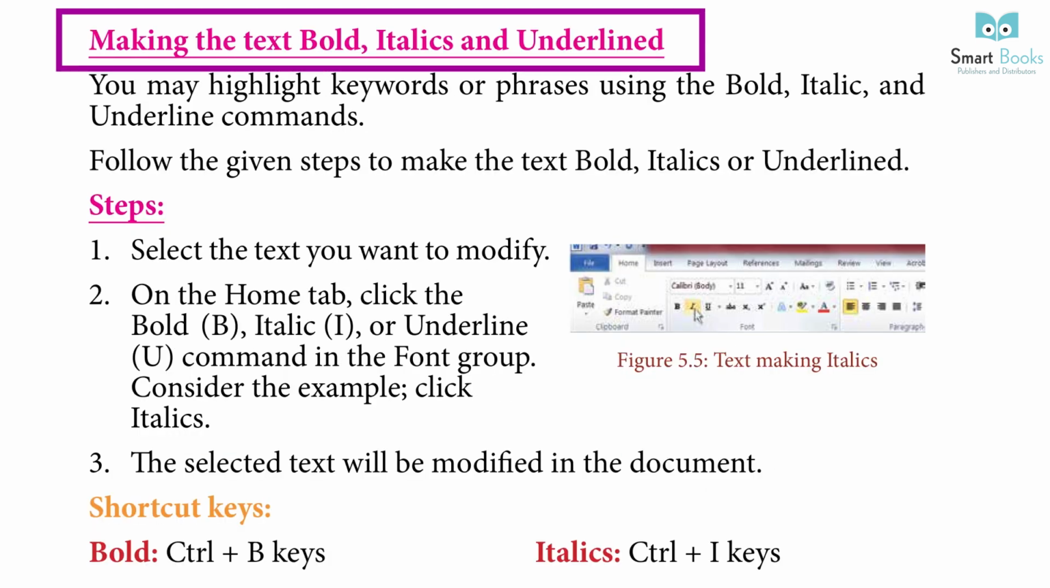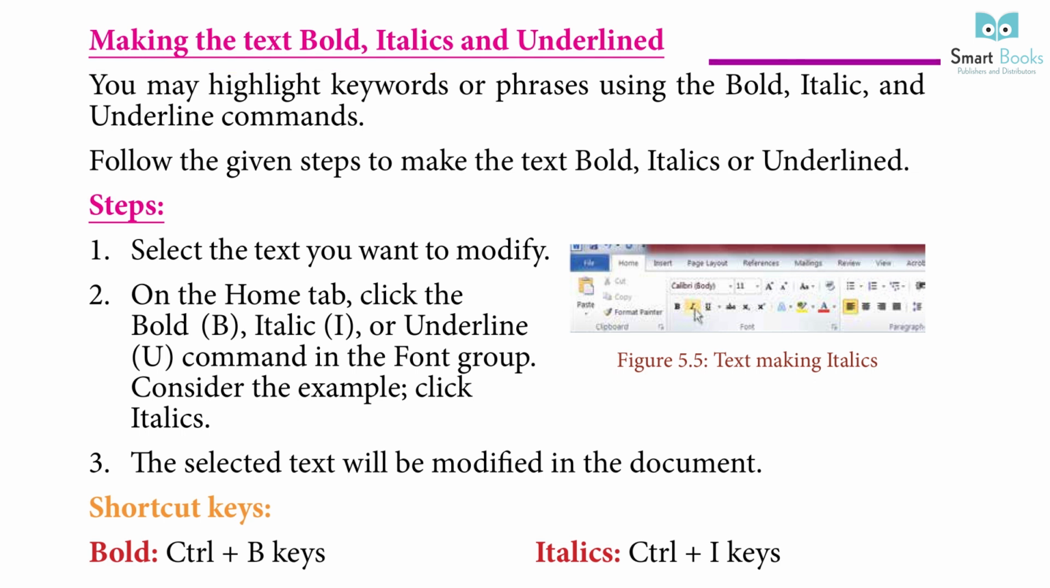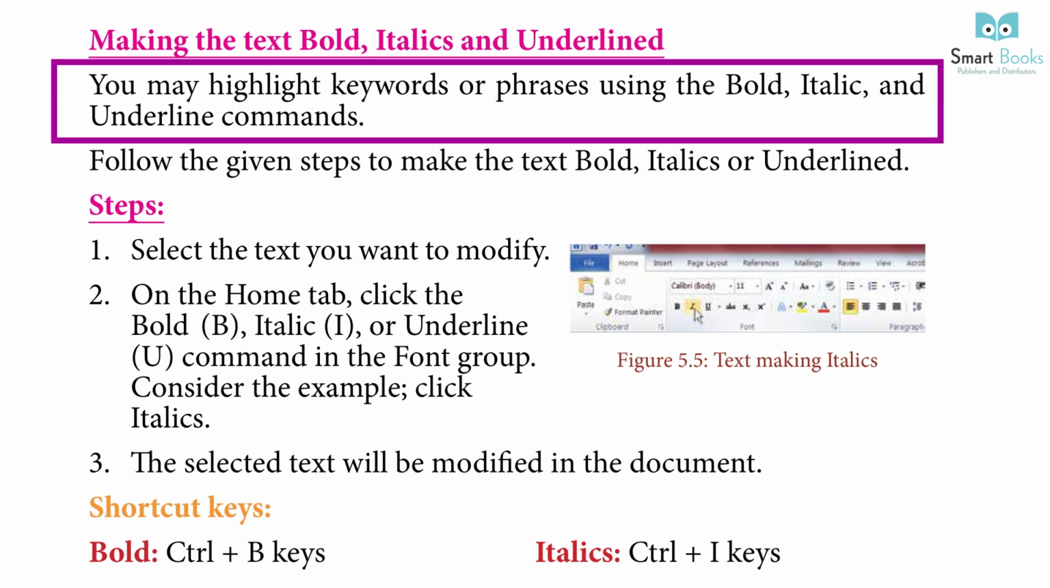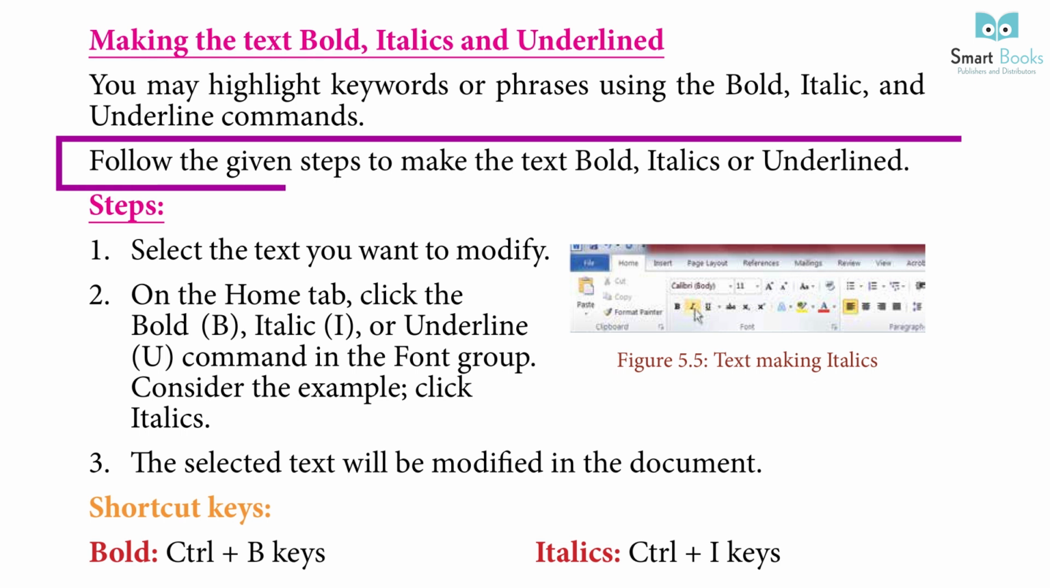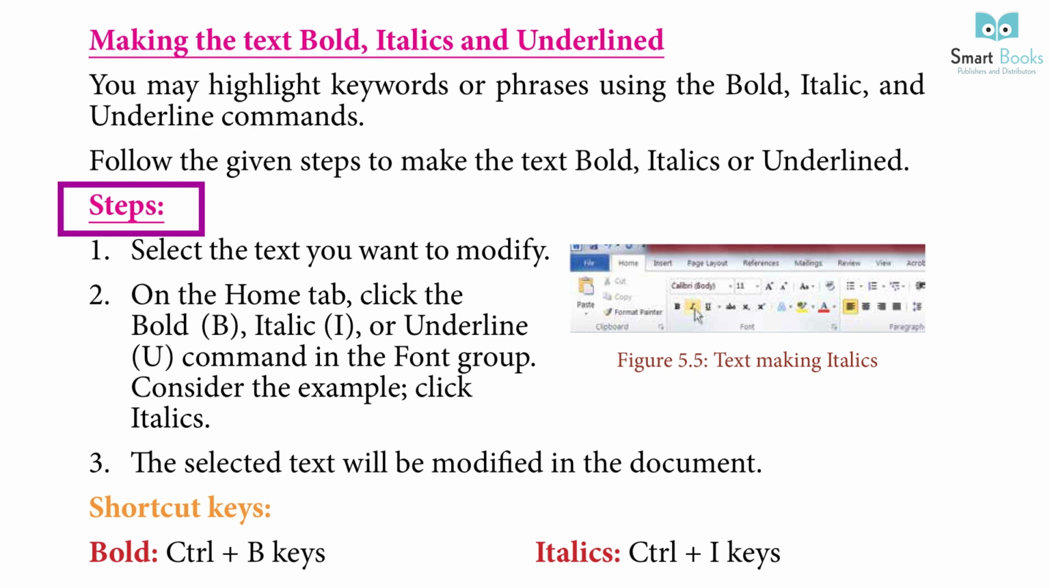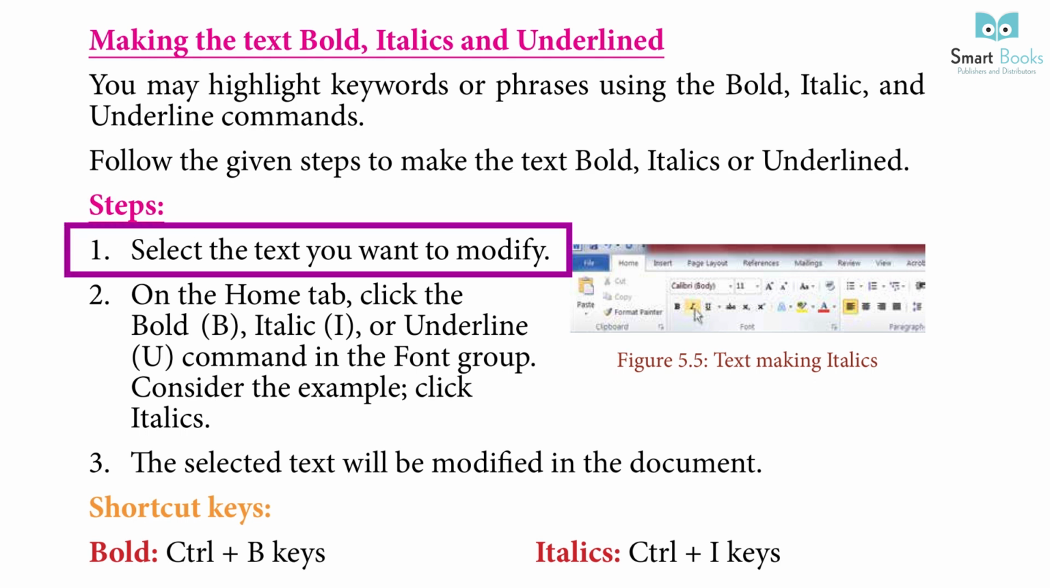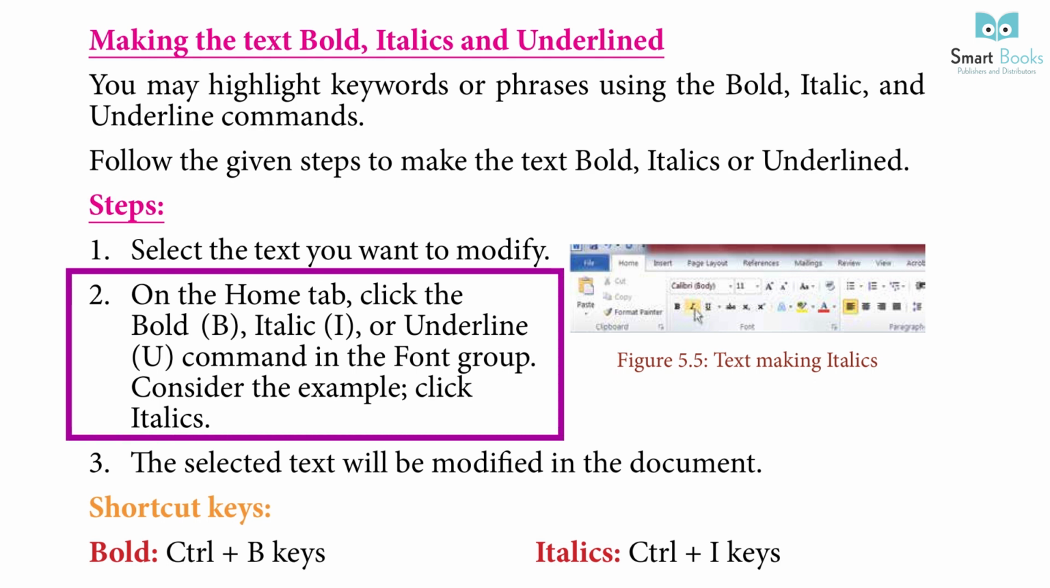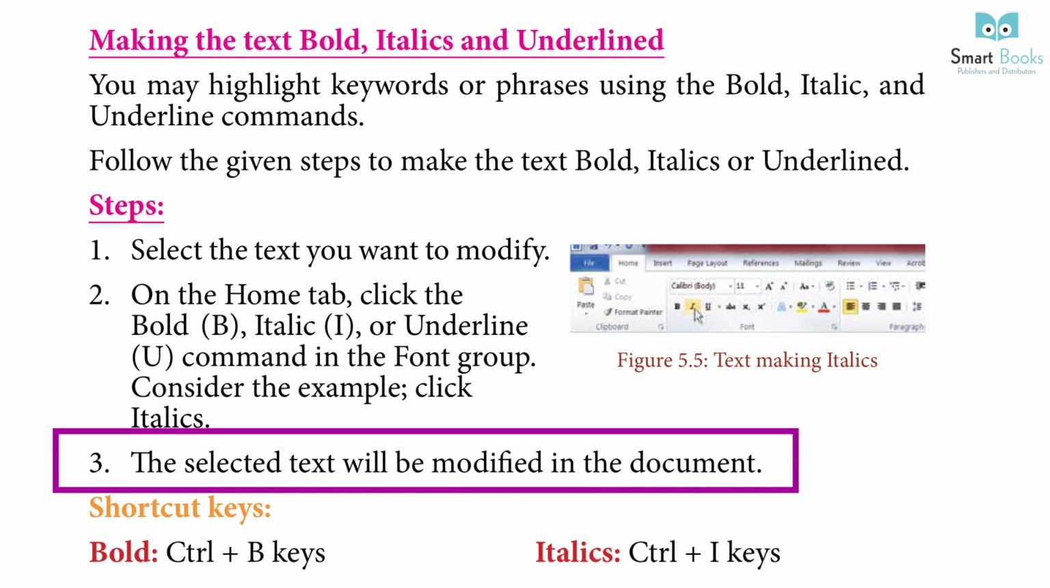Making the text bold, italics and underlined. You may highlight keywords and phrases using the bold, italic and underline commands. Follow the given steps to make the text bold, italics or underlined. Steps 1. Select the text you want to modify. 2. On the Home tab, click the B for bold, I for italic or U for underline command in the font group. Consider the example, click italics. 3. The selected text will be modified in the document.